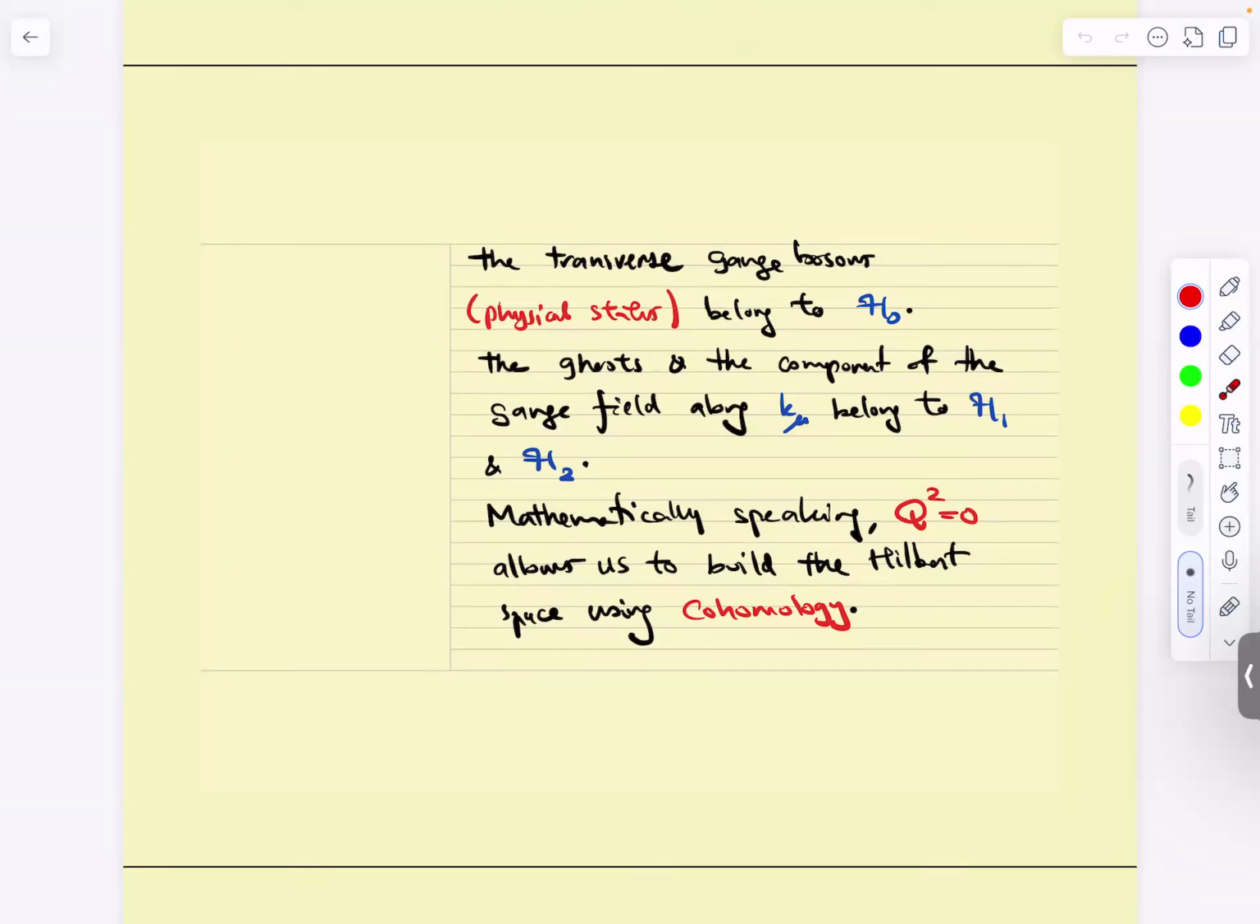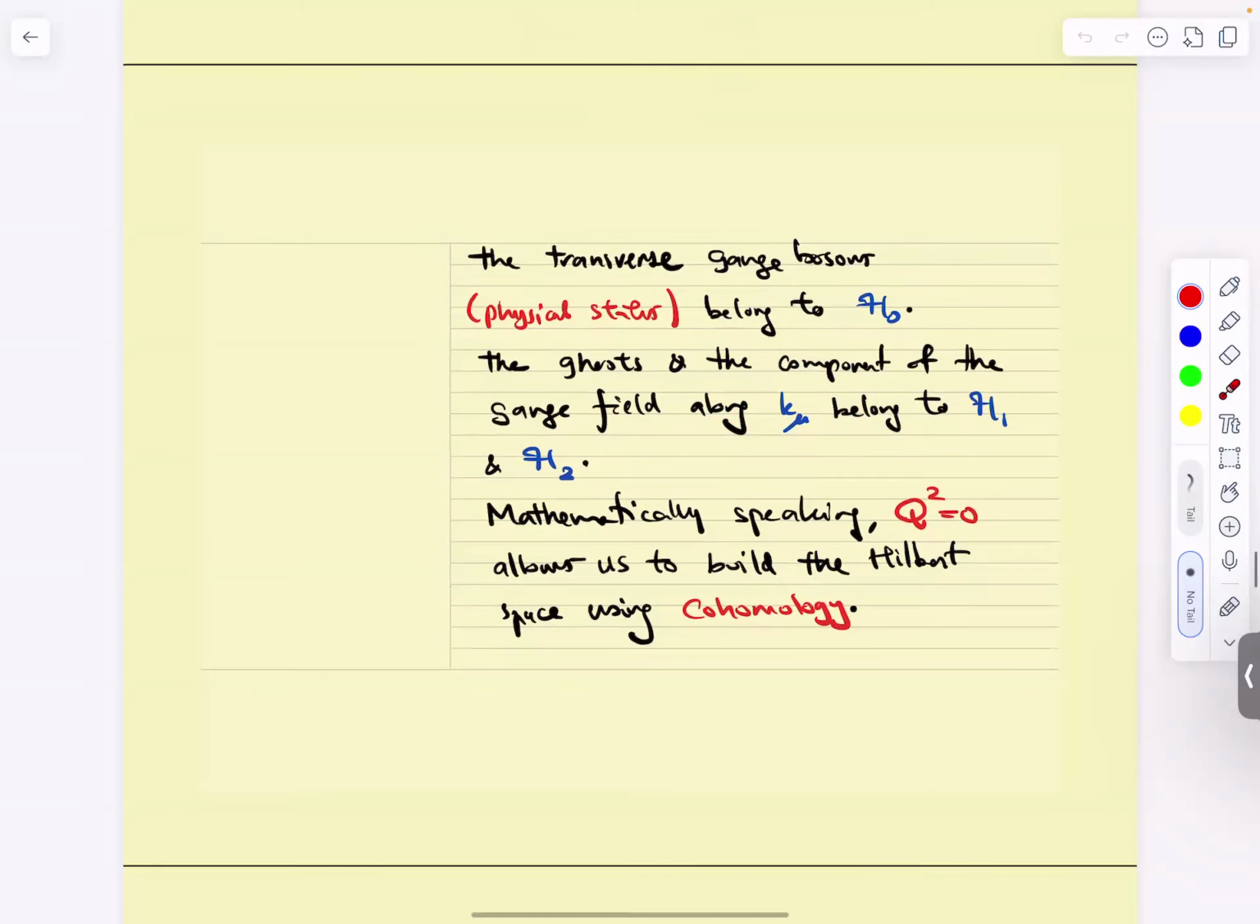Oh, that's a challenge for you guys. You could see it explicitly. I did not say it. Yeah, very good question. I just stated this factually, but you could see that. How do you see that this bit of it, the component of the gauge field along k^mu, belongs to H2? Well, think about it. You could establish this very explicitly. Okay. Questions?